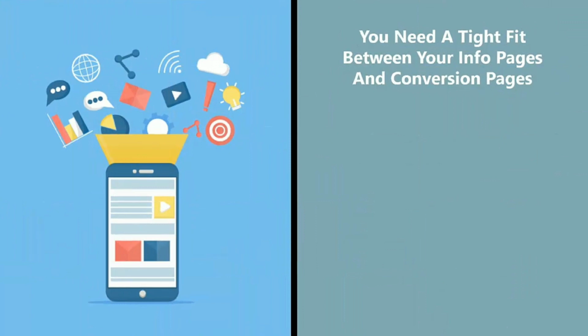You need a tight fit between your info pages and conversion pages. You have to make sure that you use calls to action to get people to where you need them to go. Unfortunately, when marketers set up K and L pages, they skip the T pages. This is an often fatal mistake.